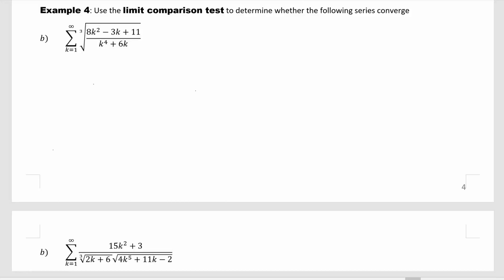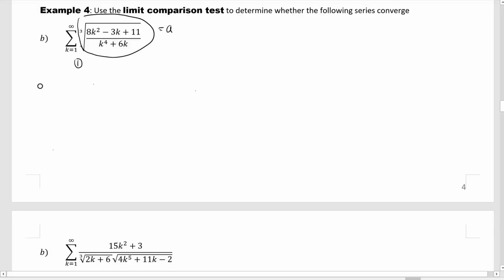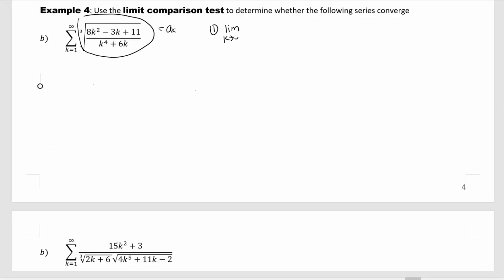First step, that is our a sub k. I'm afraid I don't have enough space. So the first step is to compute the limit of the sequence.